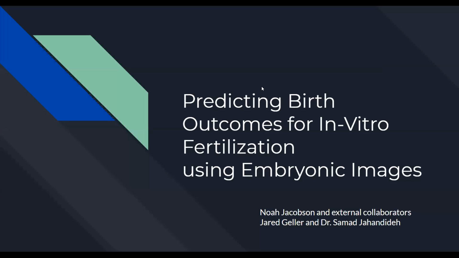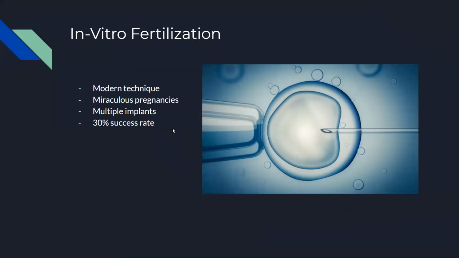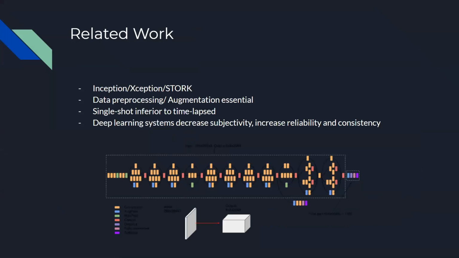All right, so I did my project about predicting birth outcomes for in vitro fertilization using images of embryos. In vitro fertilization is a modern technique that's really promising. It just has a low success rate, and it enables people who want to get pregnant to get pregnant.